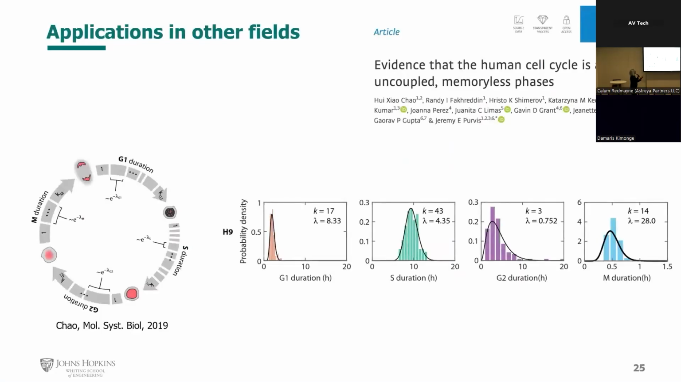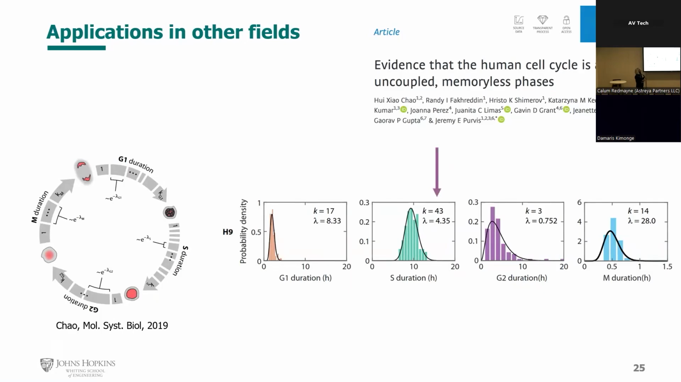And this idea of using multiple states can apply to multiple fields. One of them is applying it to cell cycle phases. A normal cell cycle has 4 different stages: G1, S, G2, and M. This paper also did something similar. They did a maximum likelihood and fitted each of the waiting times to an Erlang, and they got different numbers of states.